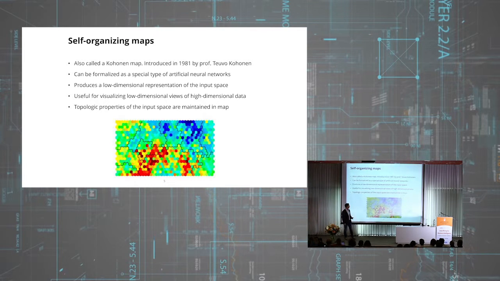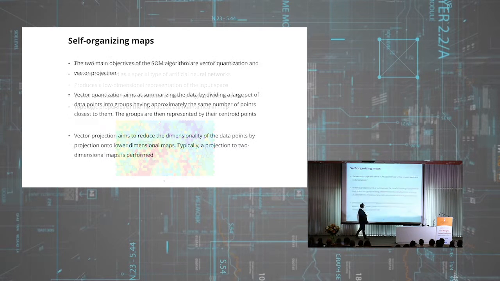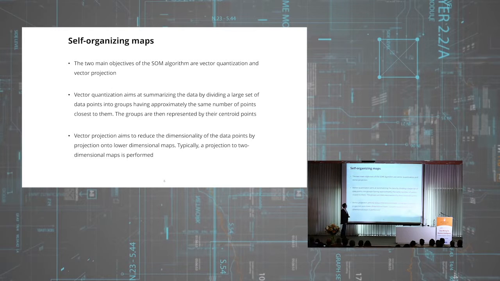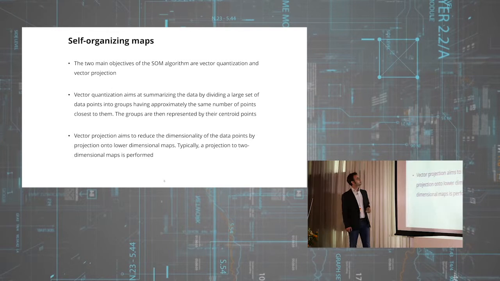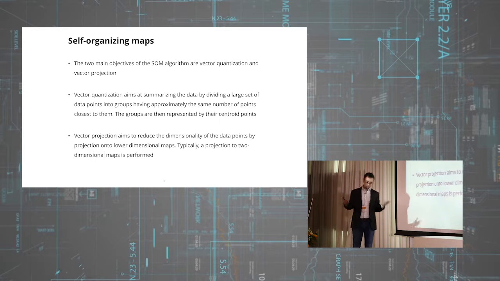And it tries to maintain the topology of this higher dimensional space in the two-dimensional outcome. That's basically all it wants to do. So it consists of two parts called vector quantization and vector projection. Basically says that, well, it tries to make groups out of your data.